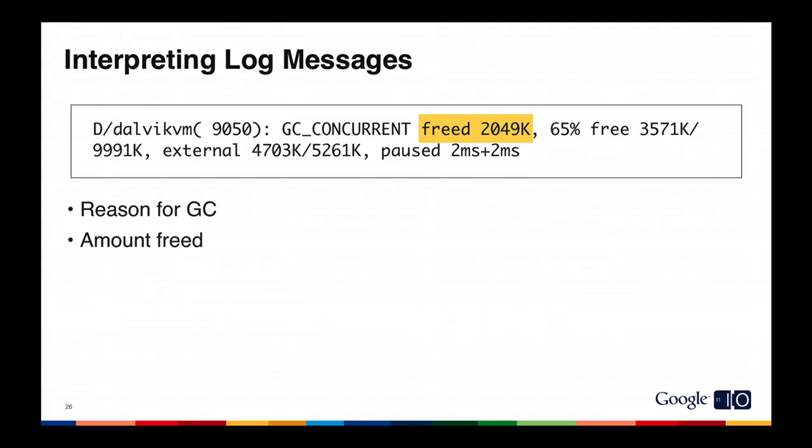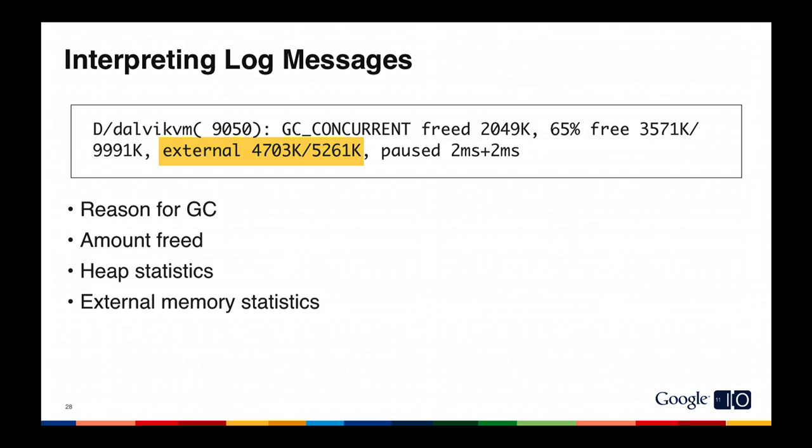We've got some information also about the amount of memory that was freed on this collection. There's some statistics about the heap. So the heap, in this case, was 65% free after the collection completed. There was about 3.5 megs of live objects, and the total heap size here is listed as well. It's almost 10 megs, 9,991K.